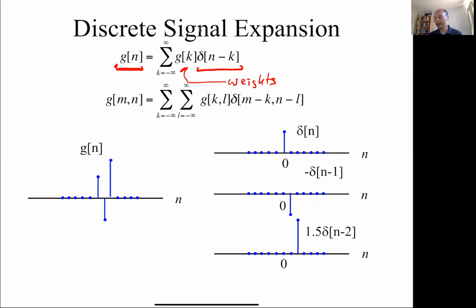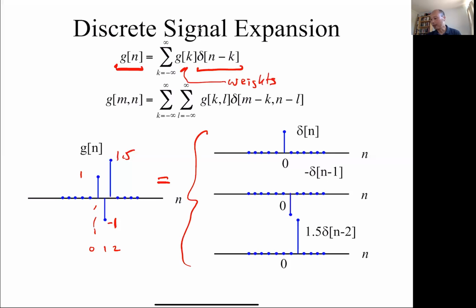Okay, so let's look at an example of that. So let's say this is my function g of n, and this is the 0, 1, 2 coordinates. Okay, and this has a value of 1, this has a value of -1, and this has a value of 1.5. Okay, so it's not too hard to see that you could write this as the sum of these components, right?